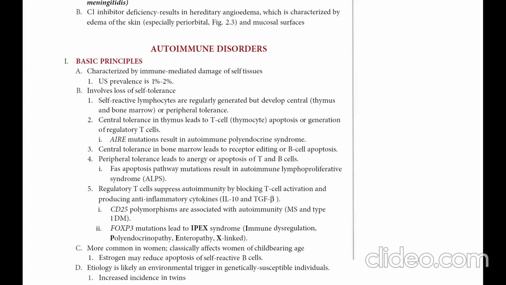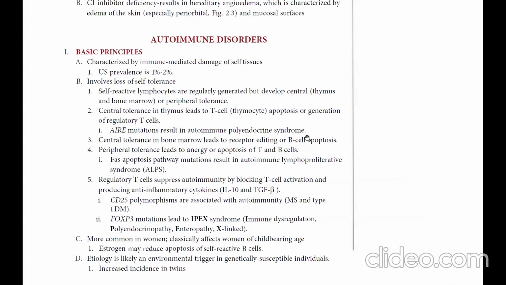AIRE mutation results in autoimmune polyendocrine syndrome. Central tolerance in bone marrow leads to receptor editing or B-cell apoptosis. Peripheral tolerance leads to anergy or apoptosis of T and B cells. Fas apoptosis pathway mutation results in autoimmune lymphoproliferative syndrome.